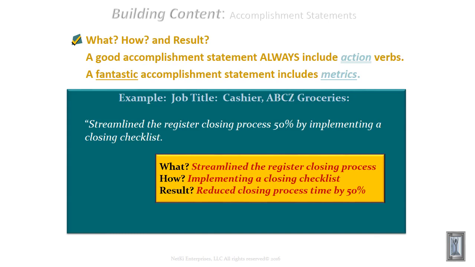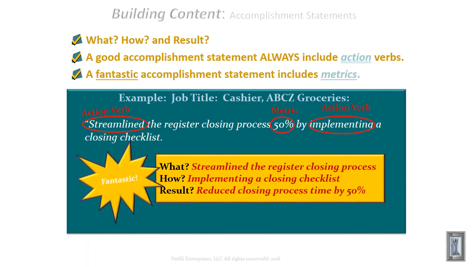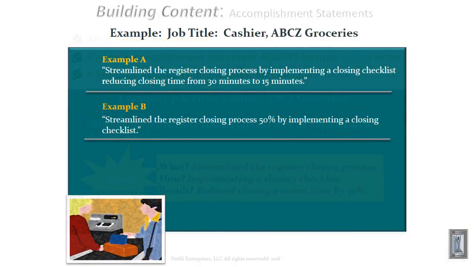Remember, a good accomplishment statement always includes the action verbs, which we see in streamlined, and a fantastic accomplishment statement includes metrics, which was the 50%. I would say that this is a fantastic accomplishment statement. In review, we agree that example B is a stronger accomplishment statement than example A, though both are acceptable. But what if we could make it even better?